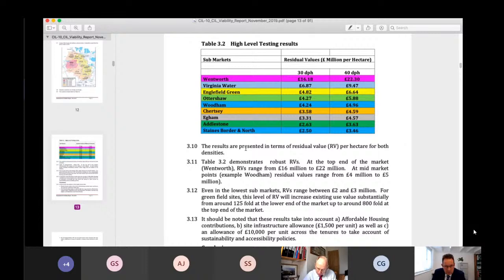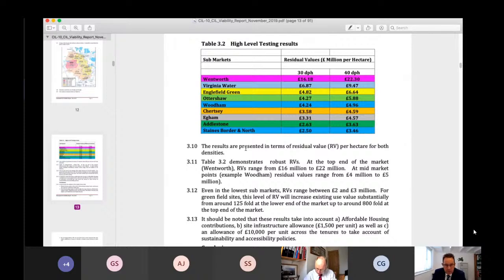And then, obviously, for the 40 dwellings per hectare, you're getting the same spread of value. So as you were saying earlier, the sensitivity of the residual value is very much in relation to where the development is taking place. These are residual values and not land values. Let me just make sure I understand what I'm seeing here.